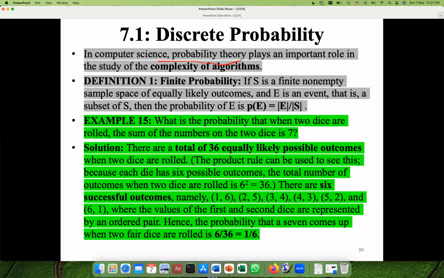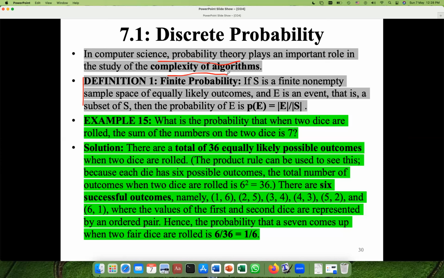Anyhow, so now the first definition that we have here is about the finite probabilities. This is the first definition. What is finite probability? Okay, the word finite is okay. Something is finite. Something has a limit.